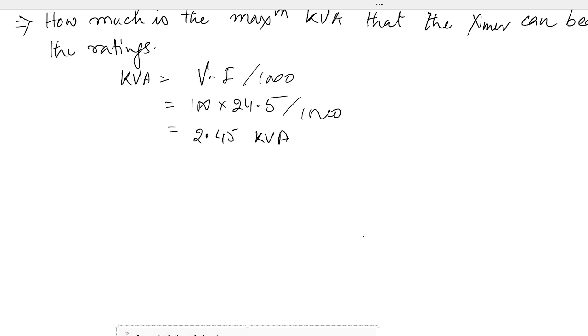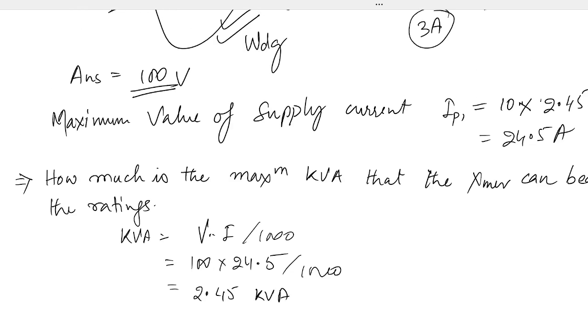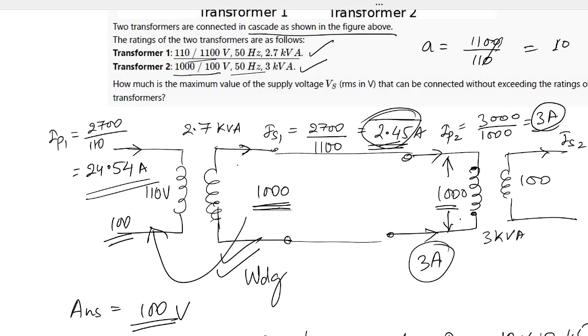Next question is... Sir, I have a doubt regarding the maximum current calculation in the previous question, the maximum value of supply current. Sir, when it is 24.5 ampere, then the value of voltage at that primary terminal will be 110 volt, no? No, no, it is not like that. See, listen.